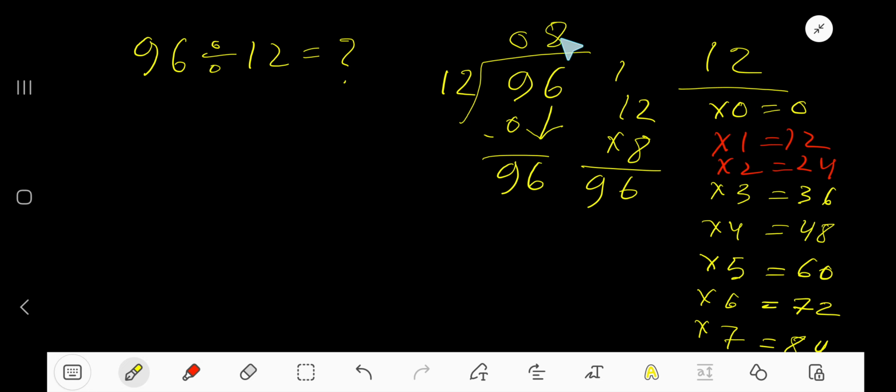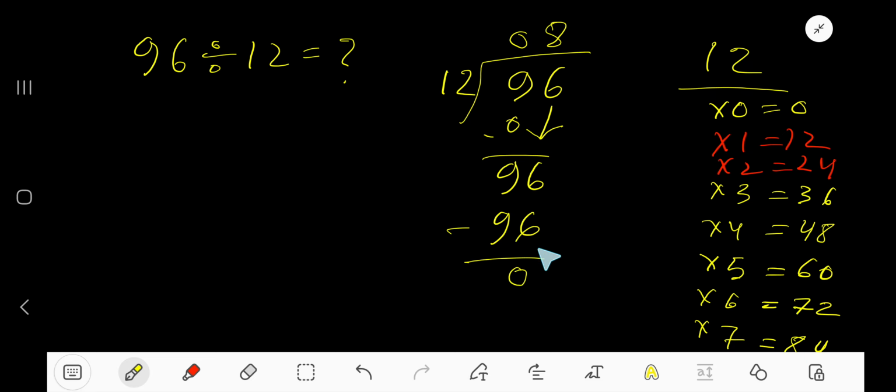So your assumption 8 is correct. So 8 times 12 is 96. Subtract, 0. As your remainder is 0, we are done. So 08, meaning 8, is our quotient or answer.